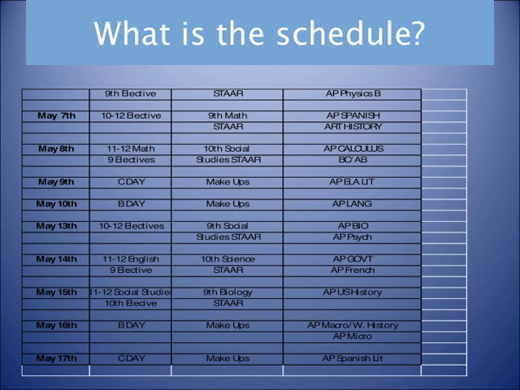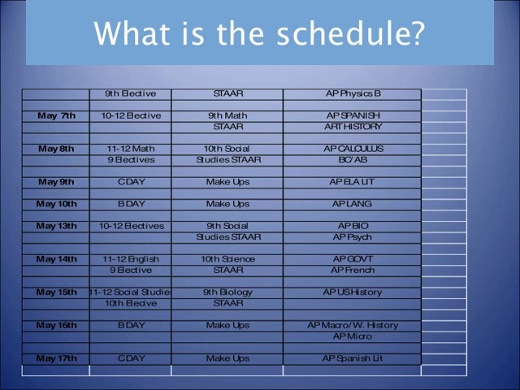So this is the schedule, and you can see May 7th, I explained earlier, 10th through 12th will take an elective final, 9th will take the math STAR, and then that same day is AP Spanish and Art History. May 8th, 11th through 12th graders will be taking their math final. 9th graders are going back to an elective final. 10th graders are taking the Social Studies STAR test, and that same day is the AP Calculus test for both BC and AB Calculus. May 9th is a C day, and it's a little modified.